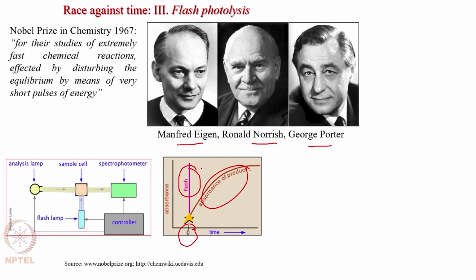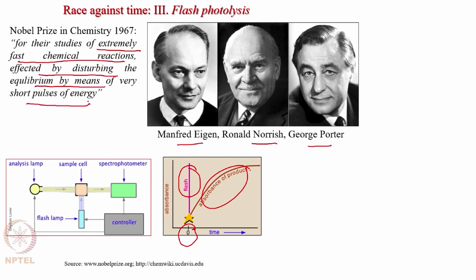And that's why when these gentlemen were given the Nobel Prize in Chemistry in 1967, the citation says: for their studies on extremely fast chemical reactions that were not possible to study with flow techniques or stopped flow techniques. And also you see that they are writing here, they are effected by disturbing the equilibrium by means of a very short pulse of energy.